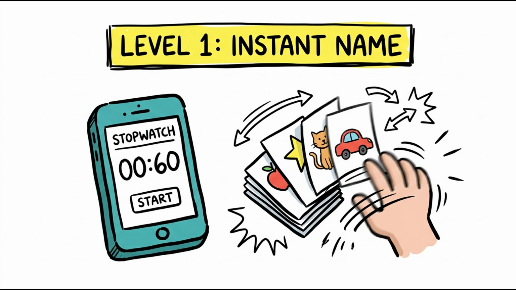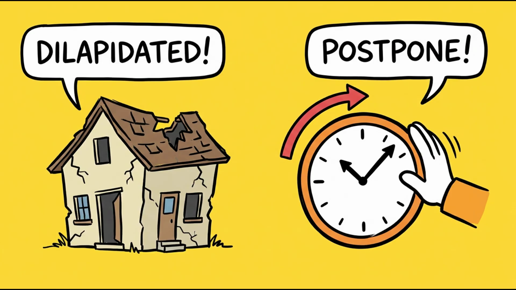Set a timer on your phone for exactly 60 seconds. Flip through your deck, digital or physical, as fast as you possibly can, looking only at the picture side of each card first. Your goal is to call out the correct English word tied to that image before the clock moves forward. At the first level, we can call it the instant name. Look at the picture of the broken-down house and instantly say, dilapidated. Look at the image of the clock being pushed backward and instantly say, postpone.